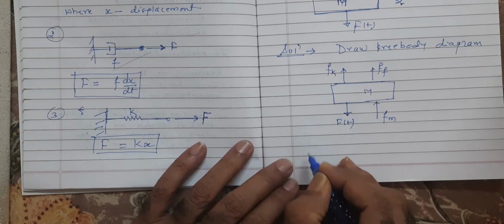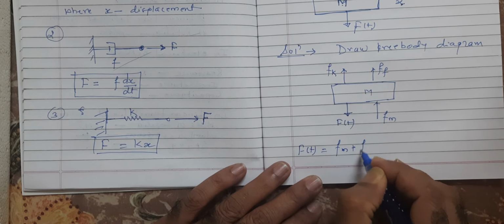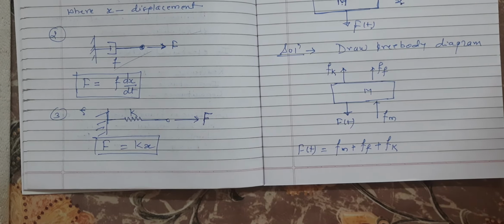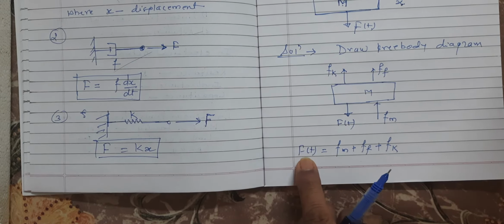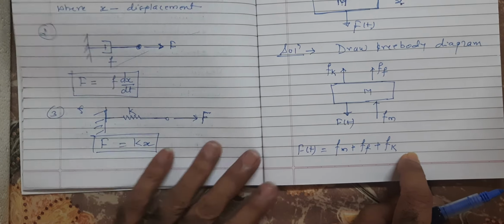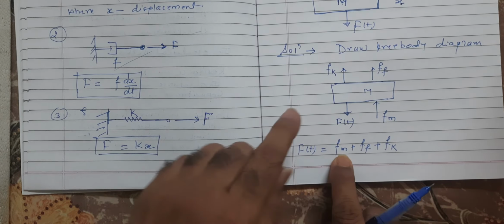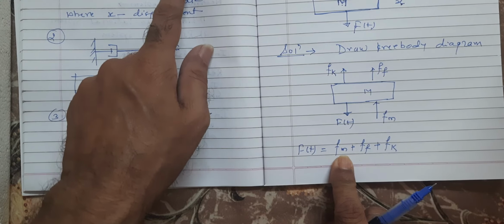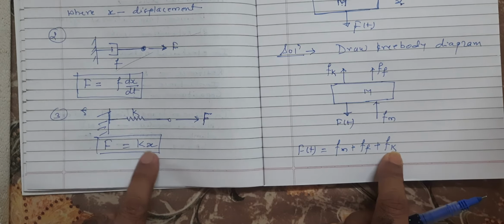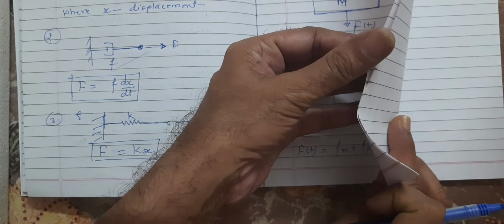So we can write f of t equals Fm plus Ff plus Fk. The total applied force f of t equals Fm plus Ff plus Fk. This is the force equation. Now what is Fm? Fm equals m into d square x by dt square. What is Ff? It is f into dx by dt. And what is Fk? That is nothing but kx. Those same force equations we will write down here.